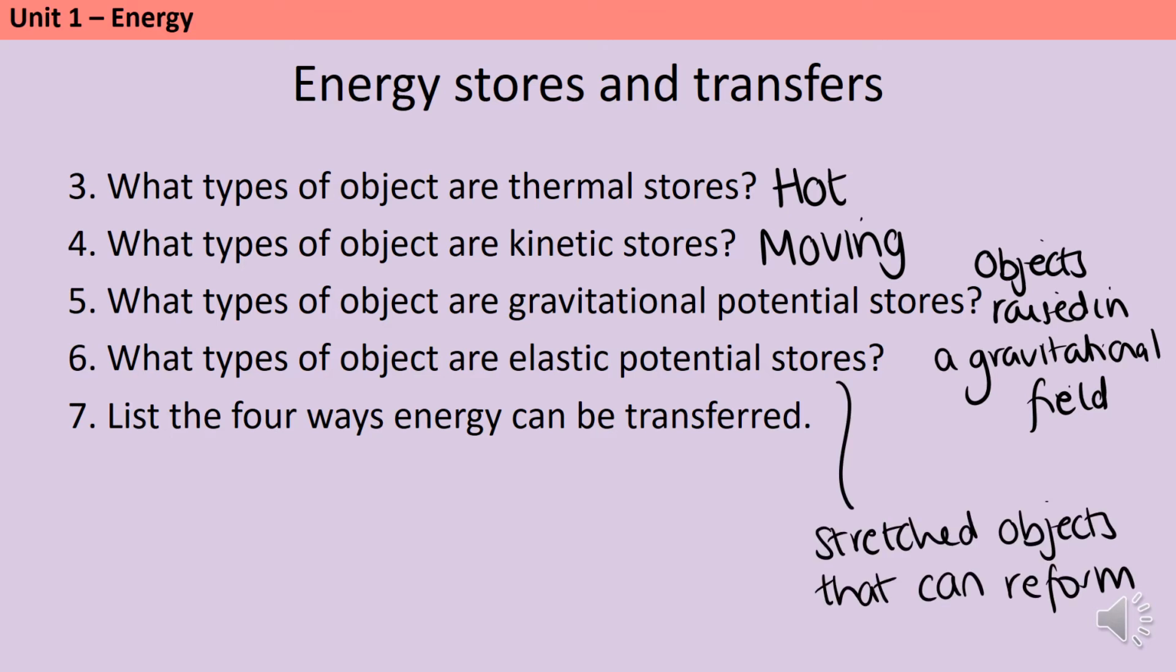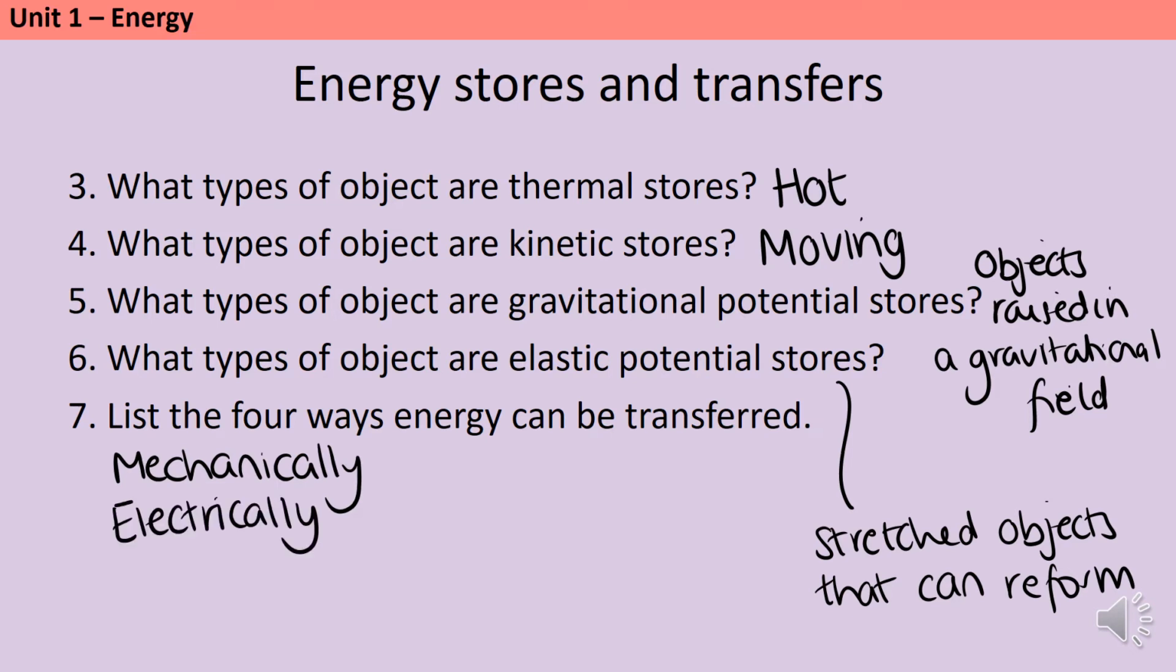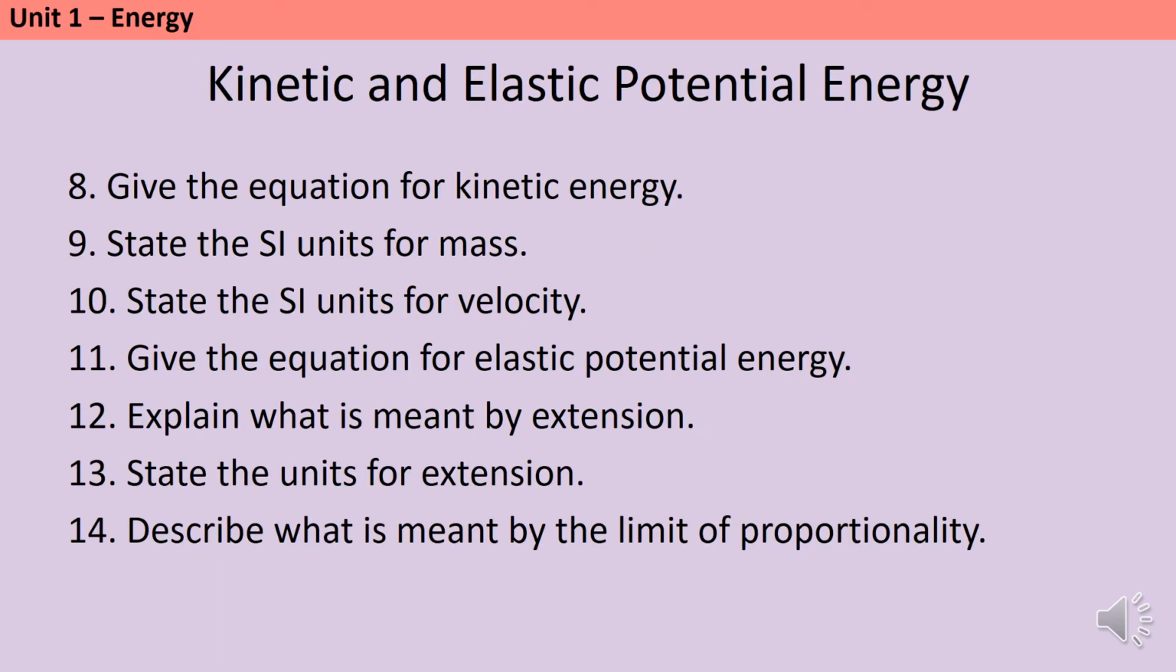The 4 ways that energy can be transferred are mechanically, electrically, by heating, or by radiation. This means light or sound. To calculate kinetic energy, you need the equation half mv squared. The standard international units for mass are kilograms, and the units for velocity are meters per second.